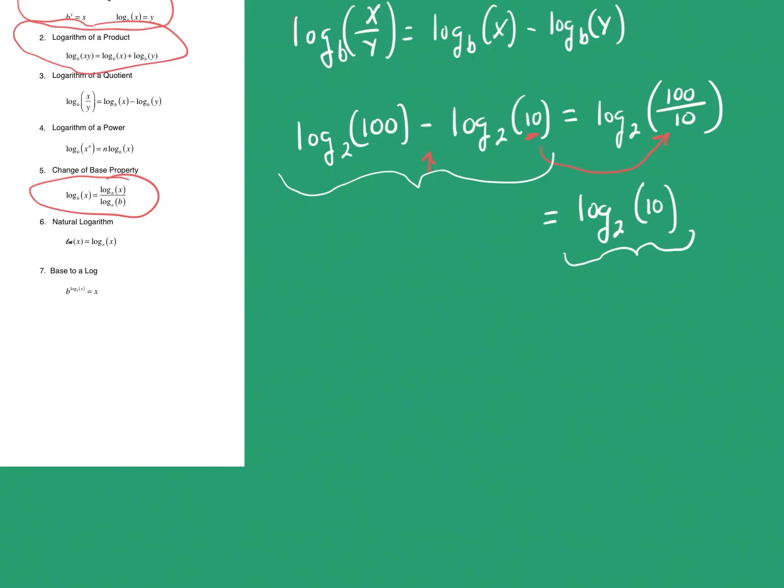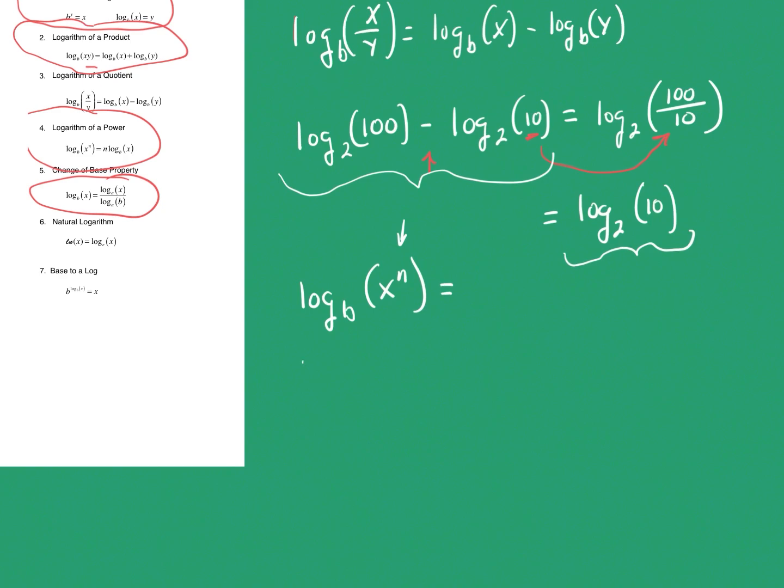Okay, the third property, we did logarithm of quotient. Fourth property, logarithm of a power. Well, this one is another nice one. Log base x to the n, okay? And this n is inside the parentheses. It's not out here. So just to make that clear, it's inside the parentheses.